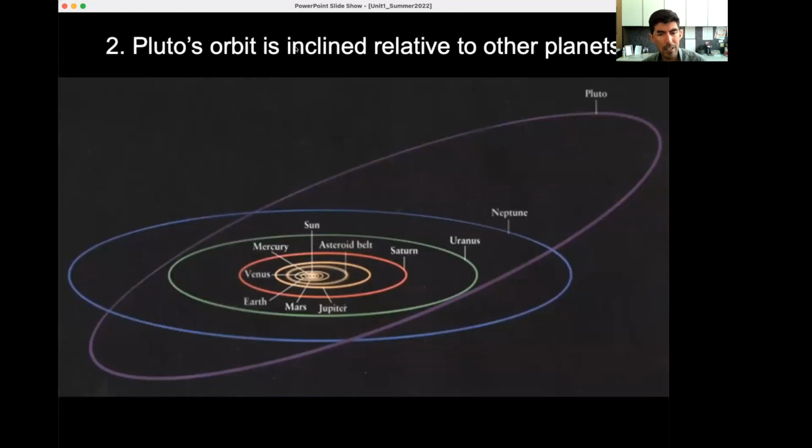Second, Pluto's orbit is really inclined relative to the other planets. All of the other planets orbit around the sun on the same plane. Think of them as billiard balls on a pool table. They're all on the same plane, on the same surface. Pluto is not. Pluto comes up above the solar system and then dips down underneath the solar system in its path around the sun. And so it is very irregular in this sense, and this does not look like any other planet.